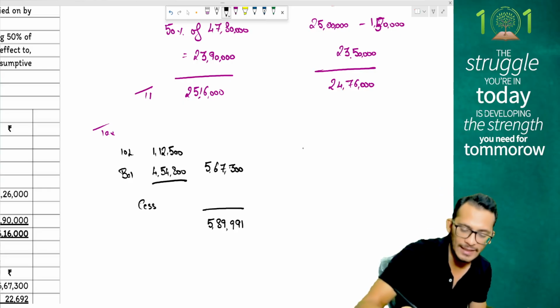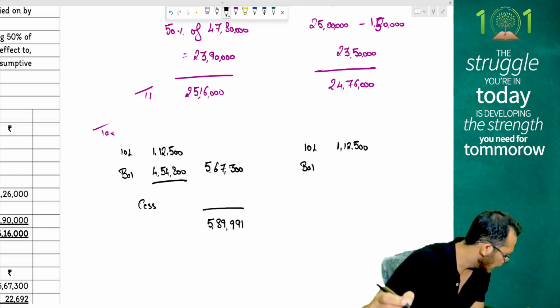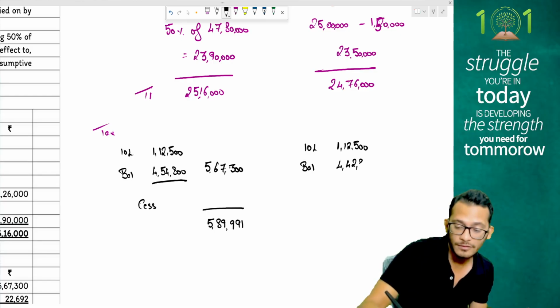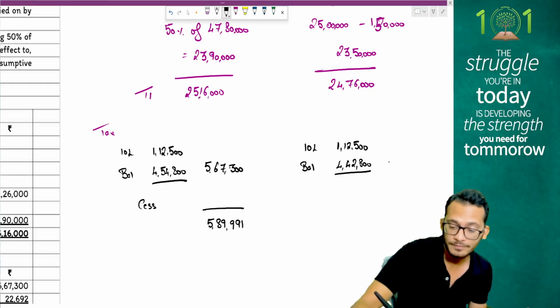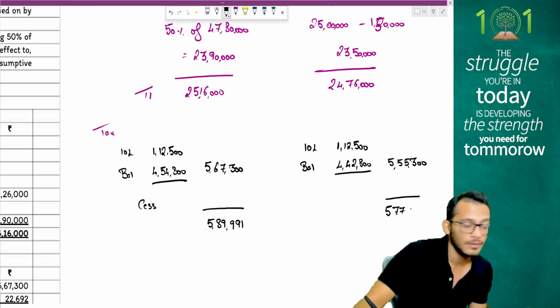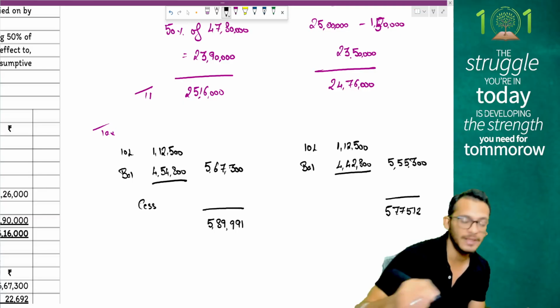On the right side, people, taxes for the first 10 lakhs is 1,12,500. For the balance 4,42,800, giving me a tax of 555,300, adding cess 577,512. This is my final thing.